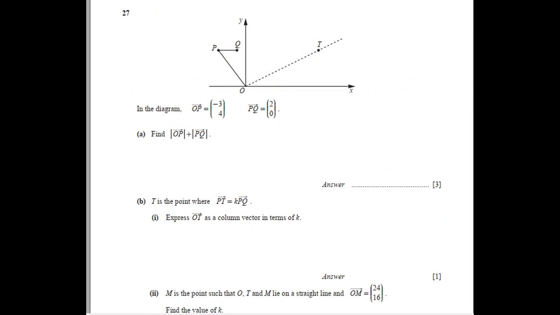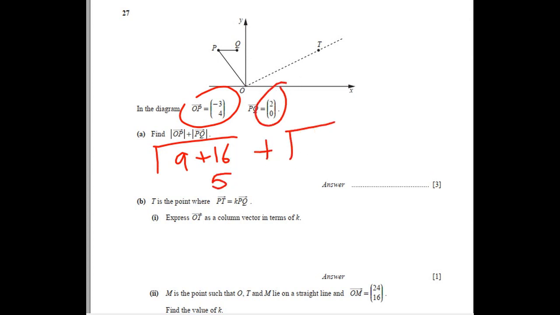Question 27. Find OP magnitude plus PQ magnitude. To find the magnitude of this, we apply Pythagoras theorem here. 3 square plus 4 square. So 9 plus 16, which gives us under root 25, which is 5. Then plus Pythagoras theorem in this. So 2 square plus 0 square. So 4 plus 0, which gives us 2. So the sum of these two magnitudes is 7.